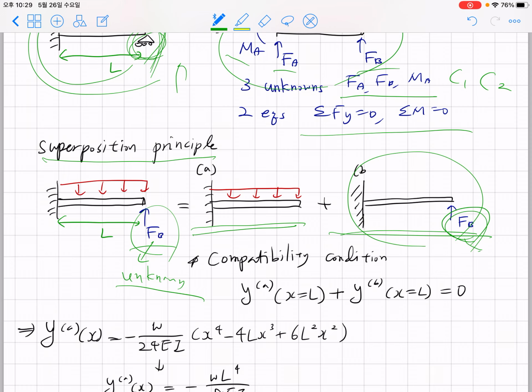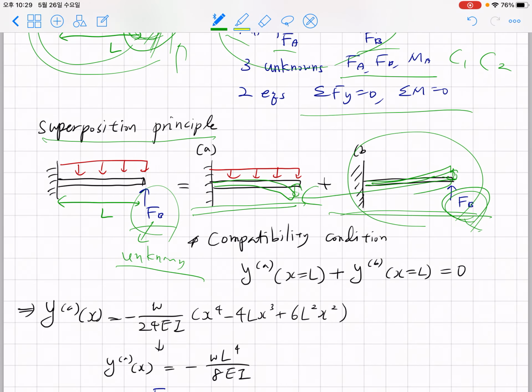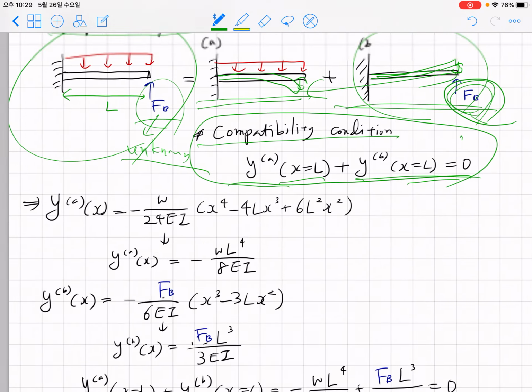Okay, so for problem A, we're going to have the downward deflection. For problem B, we're going to have upward deflection. However, if we combine the deflection at these 2 points, they must sum up to 0 to have the same boundary condition as the original problem. Okay, so we have the so-called compatibility condition. To be compatible with the original problem, the solution of YA and the solution of YB and their deflection at the x equal L point must sum up to 0. Okay, so this is an additional equation, and we know the solution for problem B in terms of FB, so we can obtain the solution of the original problem.